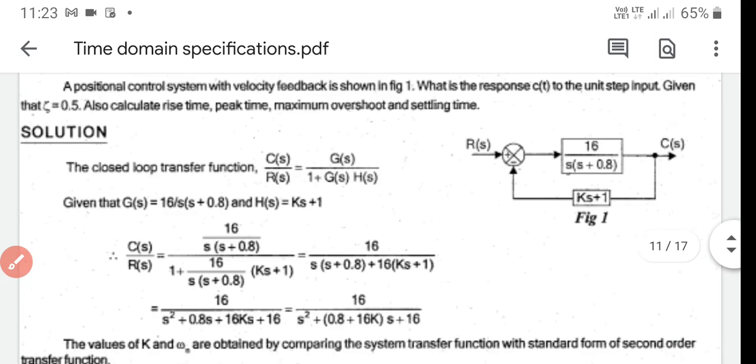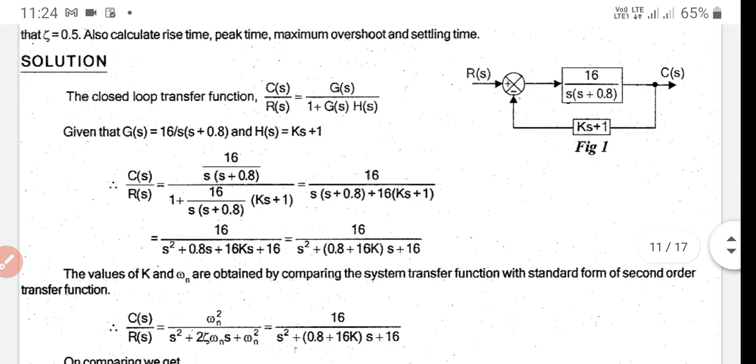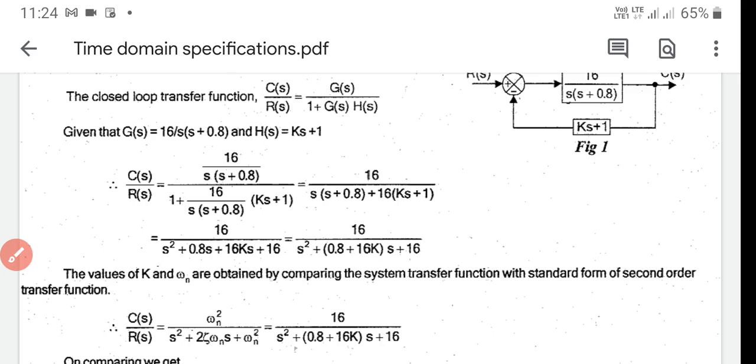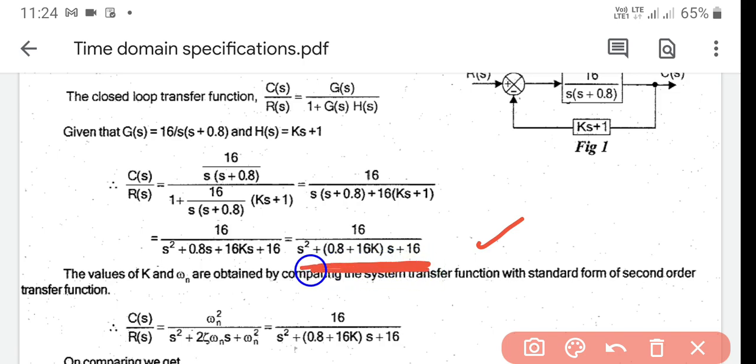So the formula is 1 plus G of s into H of s. Now you know the G of s and H of s, so substitute them in the above formula. What will be the equation after substituting? After substituting and solving, you will get the equation as 16 by s square plus 0.8 plus 16k into s plus 16. So it is a quadratic equation in the denominator.